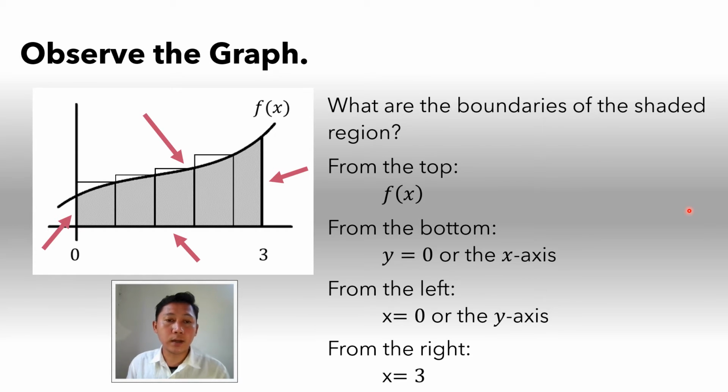Now, in the Riemann sums, we need to approximate the area of these squares. So we have to add all the areas of these rectangles created. So that is for the Riemann sums. Now, for the fundamental theorem of calculus, we will not be using addition of all areas of these small rectangles.